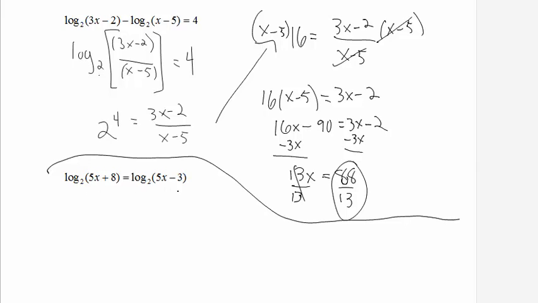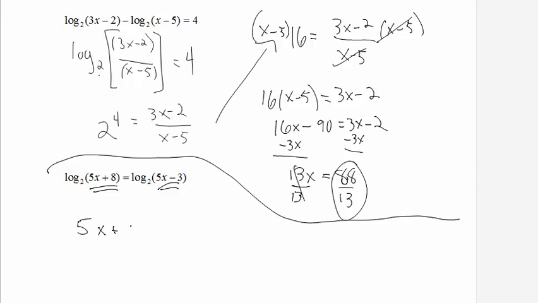This one is a bit different than the previous one. I have a log statement on both sides. So the good news is that 5x plus 8 has to be the same as 5x minus 3, or at least if I'm going to get a solution, that has to be true, because you're taking the log base 2 of both sides here. So when I do that, I can just equate the two.